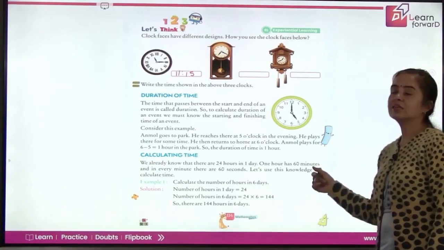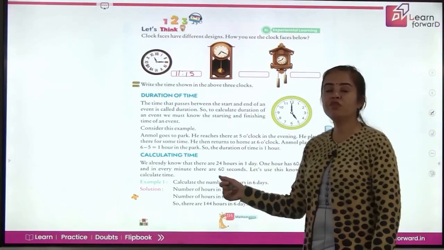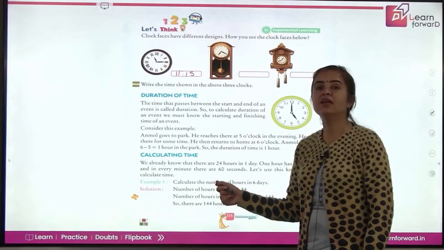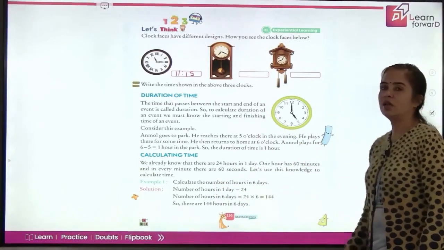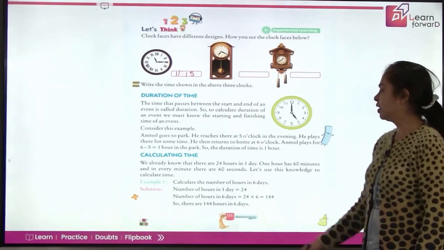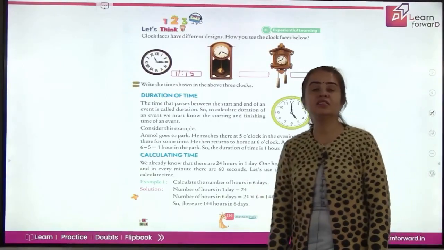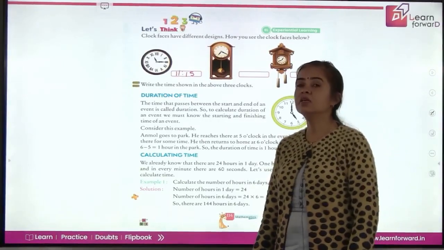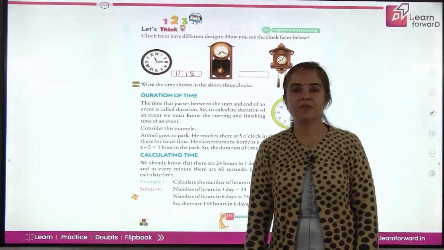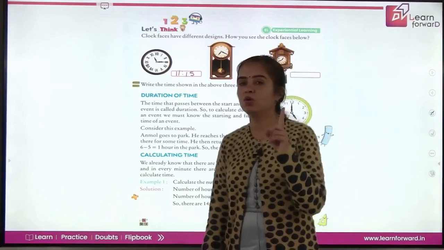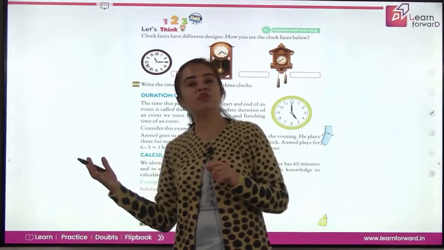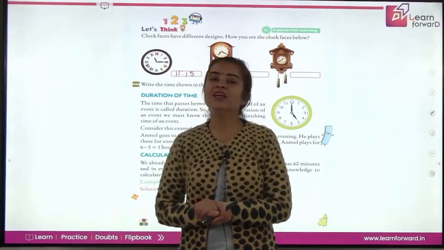1 hour has 60 minutes, and in every minute, how many seconds are there? 60 seconds. Yes. So let's use this knowledge to calculate time. Calculate the number of hours in 6 days. We learned multiplication, where you have learned that when you know something about one, you want to find out for many. What do you do? You multiply.